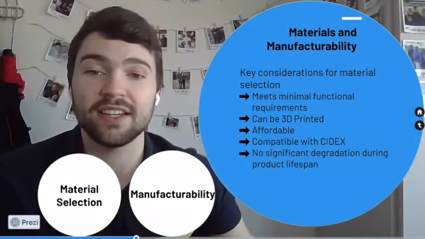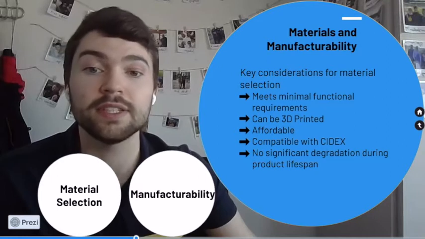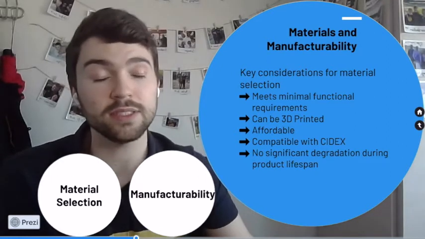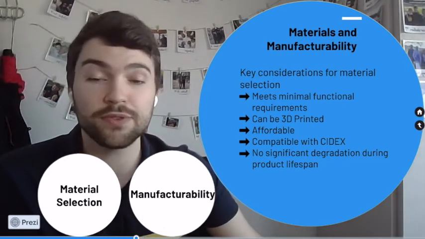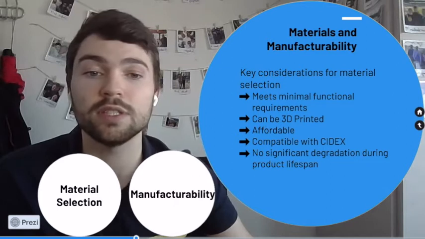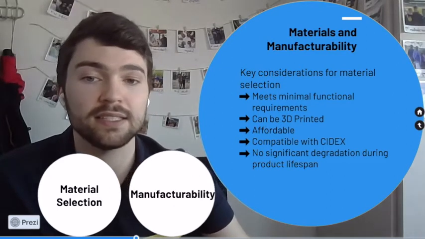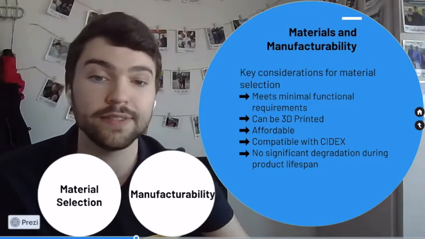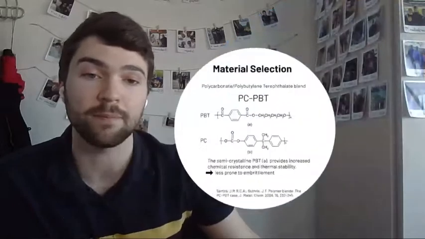So just to reiterate, the key considerations made when choosing the material include that the material must meet the minimal functional requirements. So that includes the stiffness of the material. It must be 3D printable. It must be affordable, seeing as our customers are in low to medium income countries. It must be compatible with Sidex, and the material may not degrade significantly enough to fall under the minimal functional requirements during the product's lifespan.